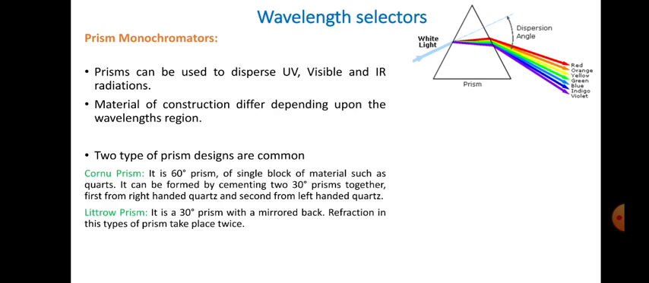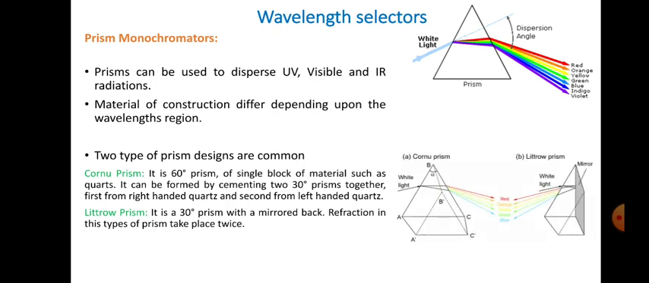Now this Cornu prism is a 60-degree prism of a single block of material such as quartz, and it can be made by cementing two 30-degree prisms together, the first from right-handed quartz and the second from left-handed quartz. Then the second type is the Littrow prism, and it has a 30-degree prism with a mirrored back. So refraction in these two types of prism takes place twice, okay. This is the construction of the Cornu prism and this is the construction of the Littrow prism.